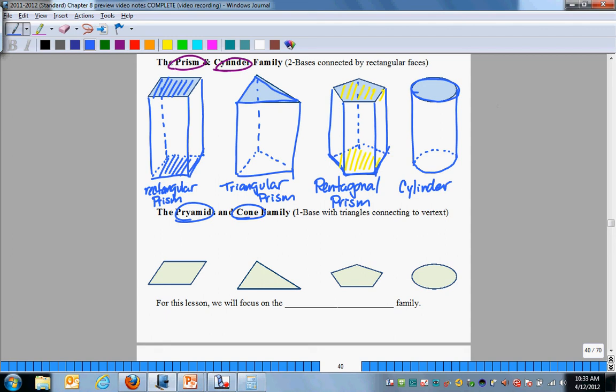All of these shapes are related in some fashion. That is a family, a prism and cylinder family. Let's take a look here at the pyramid and cone family. Pyramids and cones all come to what's called a vertex. A singular vertex. So we're going to draw in the corners to that vertex. And this is a square-based pyramid.